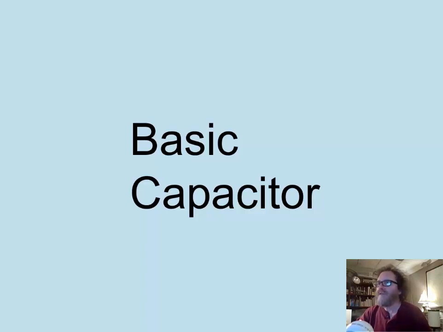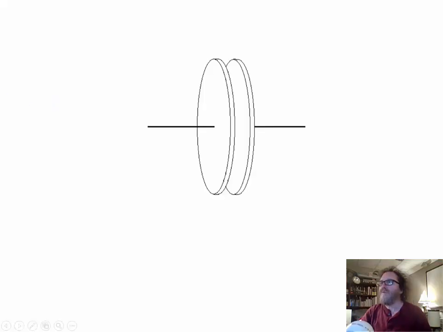Hello everyone. So this next lab is called the basic capacitor, and you're going to do a couple of experiments with a simple capacitor, essentially measuring capacitance as a function of the distance between the capacitor plates. So a capacitor is essentially two conducting plates with some distance between them.